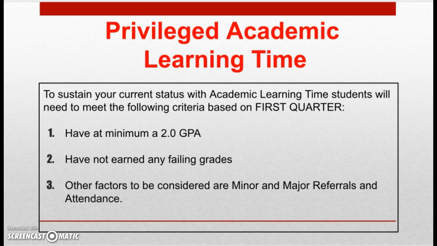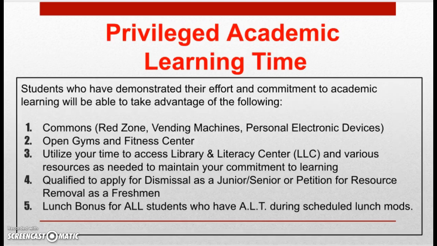So earning privilege provides you with similar opportunities that you've already had during the first quarter, with access to the commons, where you had access to the red zone, vending machines, you were able to utilize your personal electronic devices, and really make a conscious decision on your own terms of how you were going to utilize that time. Were you going to do something that's more personally driven, or were you going to spend some time working on your academics and taking advantage of the things in our building, such as open gyms and fitness center, or visiting the library and literacy center or other resources in the building to get the work done that you need to maintain good academic standing.